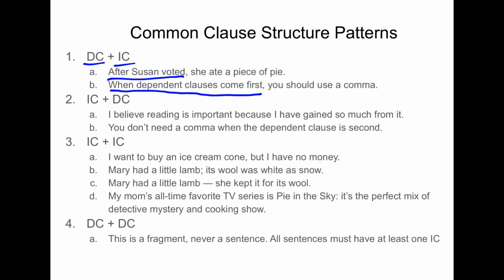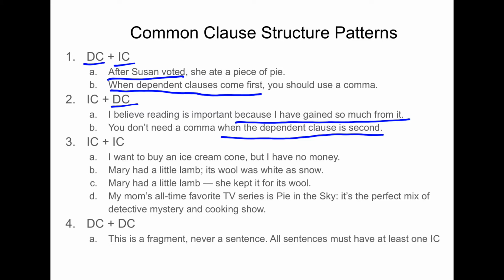Another structure pattern is an independent clause and then a dependent clause second, as in, because I have gained so much from it. When the dependent clause is second, in this example, we usually do not put a comma between the two, no punctuation at all. There are exceptions, but that's the general pattern.